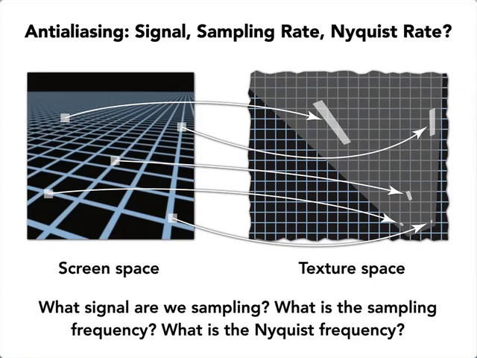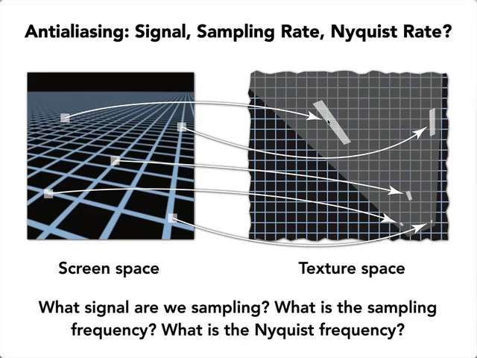So signal, sampling rate, Nyquist rate: what is the signal in texture mapping? The signal in texture mapping is the texture image itself. That's the thing that we're sampling, okay? What is the sampling frequency? As I said, there's one in the screen space, but each of the screen space samples is going to project via the mapping into the texture space. So the sampling frequency that we care about on the signal we care about is the sampling frequency in texture space on the right-hand side here.